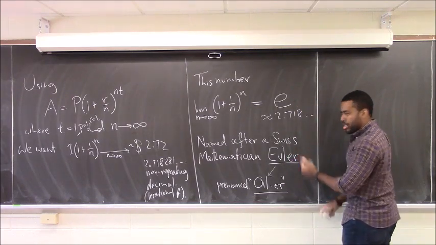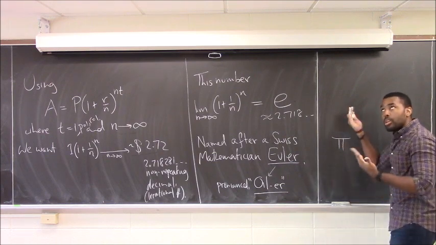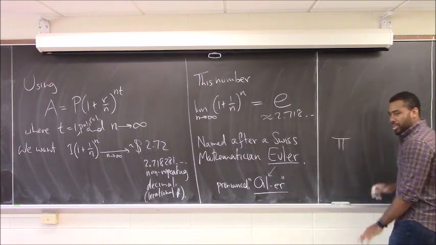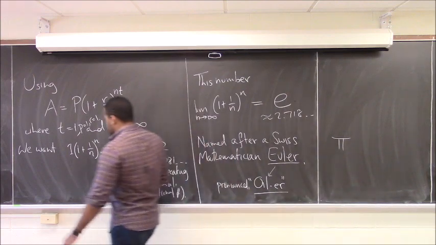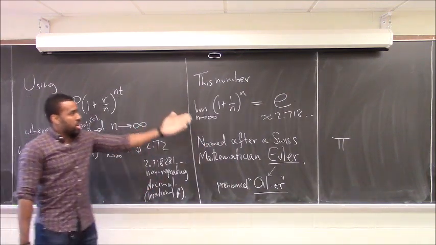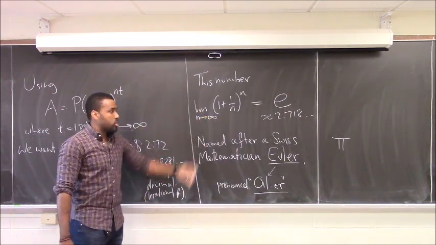It's kind of like pi. When you see the symbol pi, it's a number, 3.1415, all that kind of stuff. Okay? So there is this number, and where this number actually comes from is this compound interest idea.